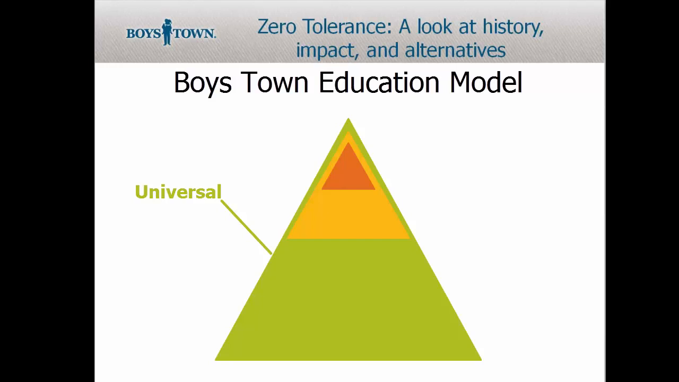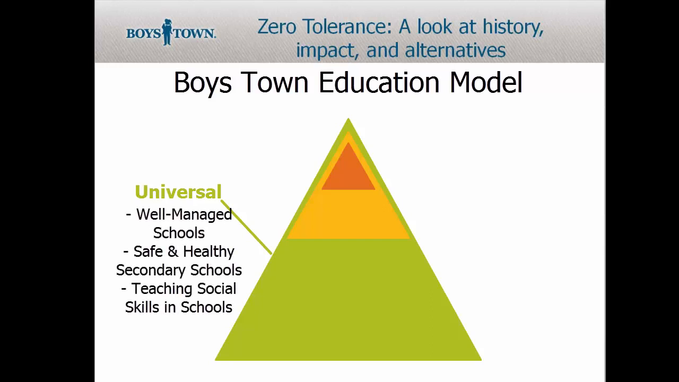So we want to teach those skills consistently and intentionally at a universal level so that all kids can be successful. These would be trainings like the well-managed schools. We have safe and healthy secondary schools, as well as teaching social skills in schools, just to start that conversation of being intentional about teaching skills. This creates a predictable, safe environment where kids can be more successful not only academically, but also behaviorally. Those skills also help us to better define the other tiers in the triangle as well.